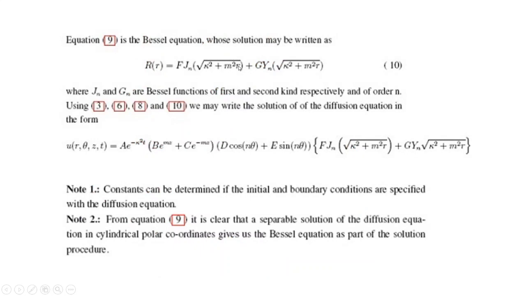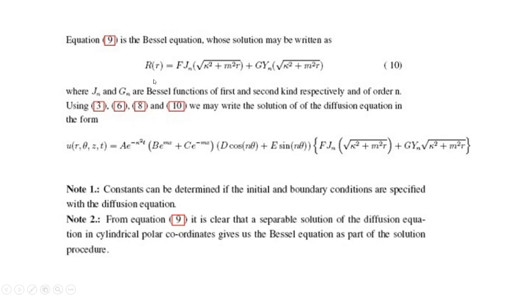Note that this r is not under the root, so the root covers only k square plus m square, and r is outside the root. Call this equation 10. So look at that, equations 3, 6, 8 and 10 gave us all the functions, capital R, capital H, capital Z and capital T. In equation 10, J n and Y n are Bessel's functions of first and second kind of order n.